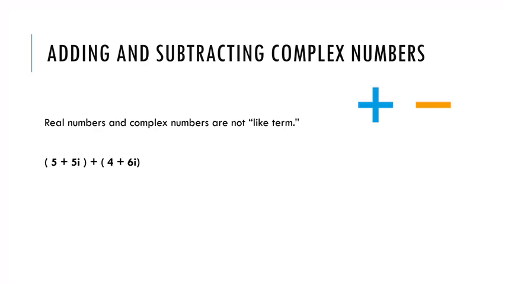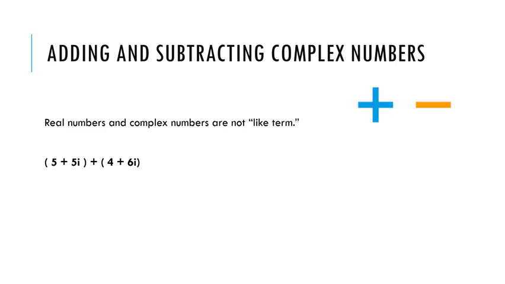All right, here's a problem here. Remember to drop the parentheses. There's a 1 here, and you're going to distribute. 1 times 5 is 5. 1 times 5i is 5i. 1 times 4 is 4. 1 times 6i is 6i.